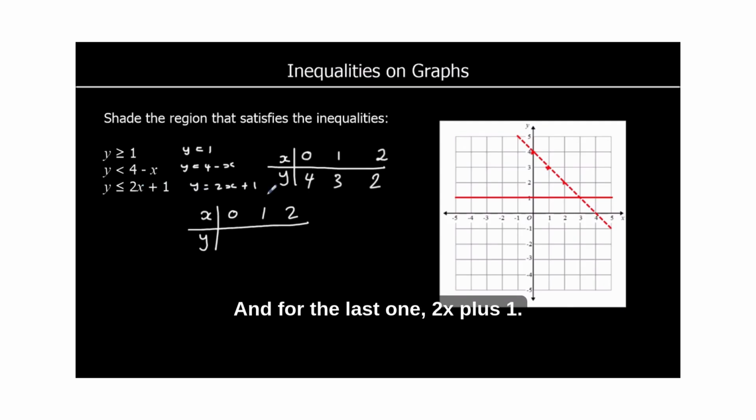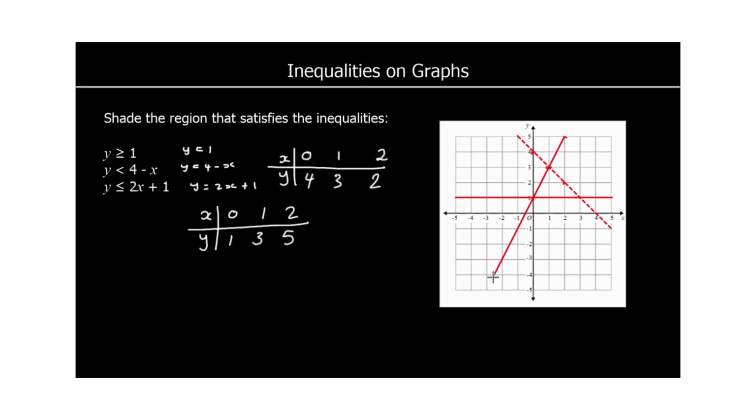And for the last one, 2x plus 1, when x is 0, 2 zeros plus 1 is 1, 2 1s plus 1 is 3, and 2 2s plus 1 is 5. So y is less than or equal to 2x plus 1. So we've got the points 0, 1, 1, 3, and 2, 5. It's going to be a solid line. And it's going to look like that.